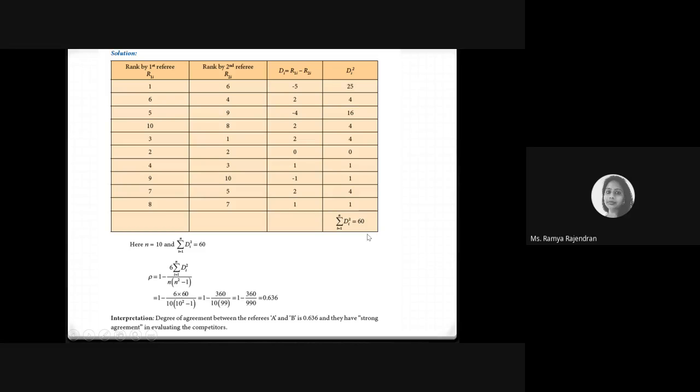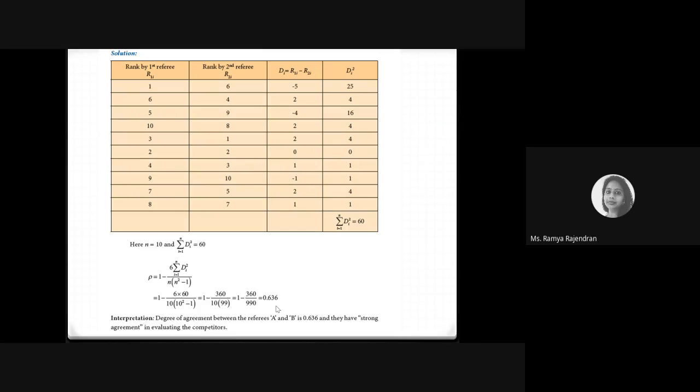Now we substitute in the Spearman rank correlation coefficient formula, which is 1 minus 6 times the summation of D squared, divided by n into n squared minus 1. We substitute the D squared and n values: n is 10 and the summation of D squared is 60. We get the answer 0.6. So we can say there is a kind of strong agreement between both referees while evaluating the game.